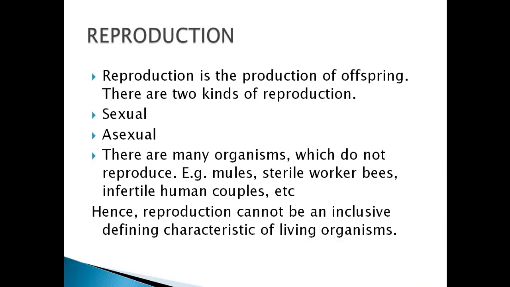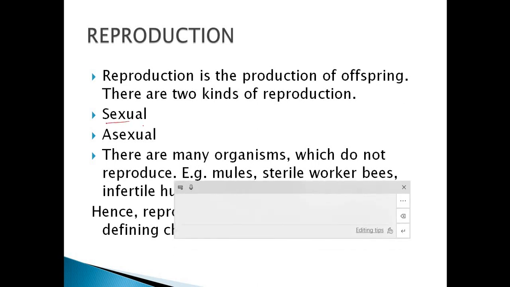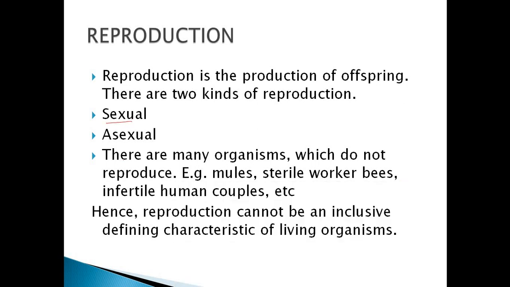Next character is reproduction. Reproduction is the production of offspring, and there are two kinds of reproduction. One is sexual reproduction and another is asexual reproduction.